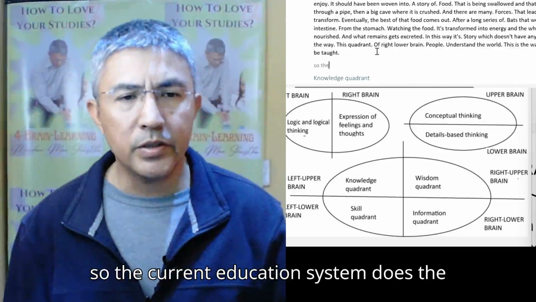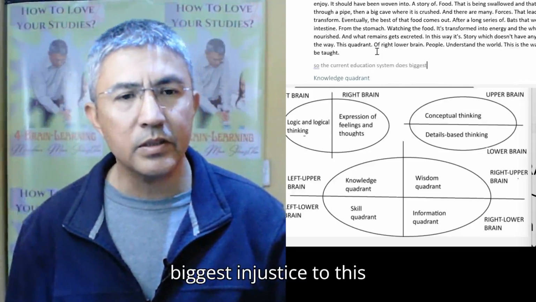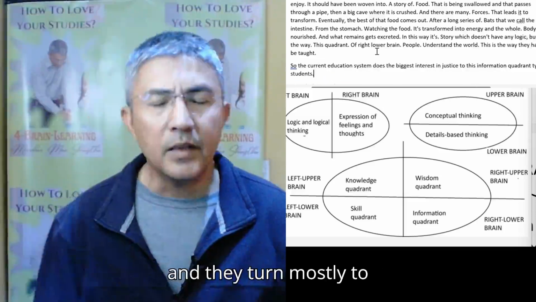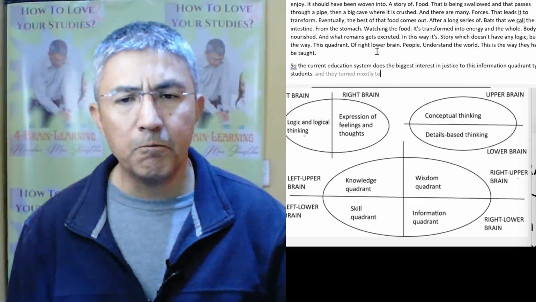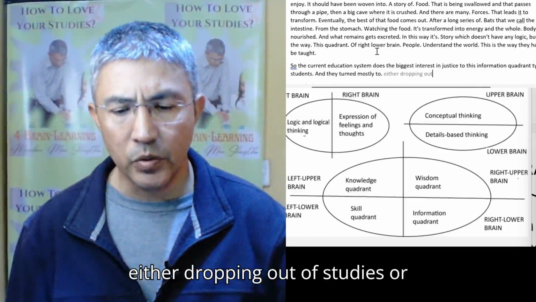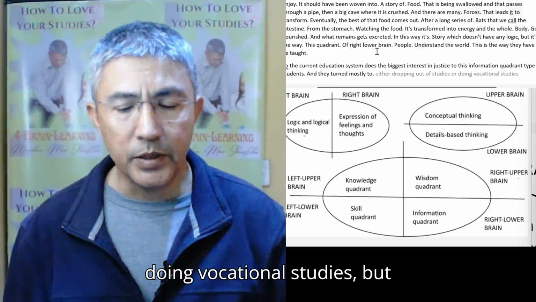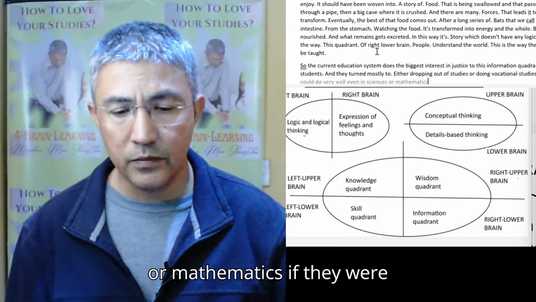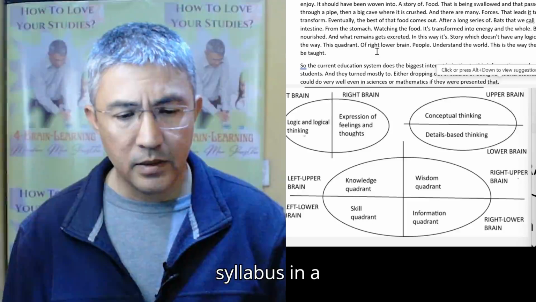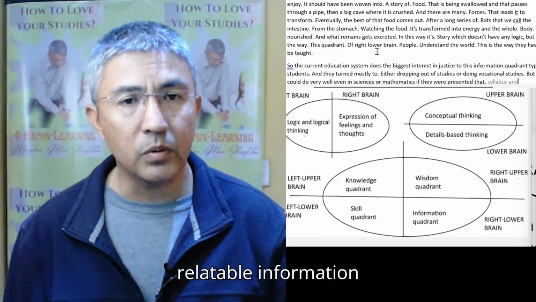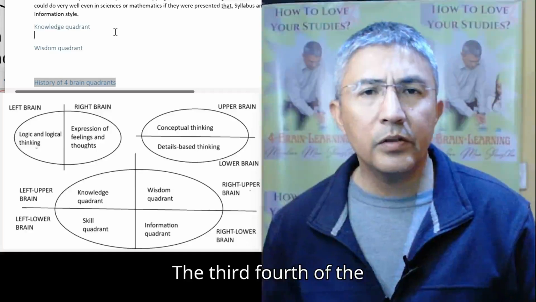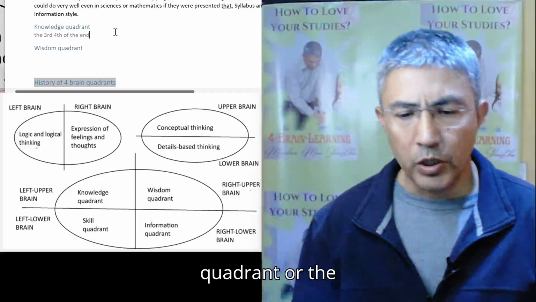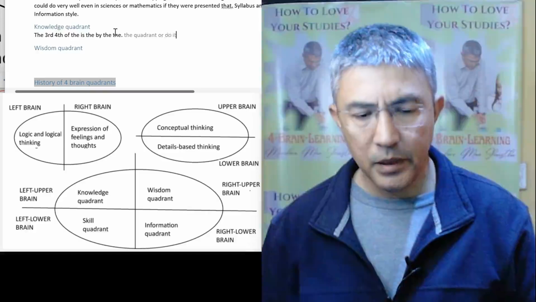So the current education system does the biggest injustice to this information quadrant type of students, and they turn mostly to either dropping out of studies or doing vocational studies. But they could do very well even in sciences or mathematics if they were presented that syllabus in relatable information style. The third fourth of the population is dominated by the knowledge quadrant, or the left upper brain.